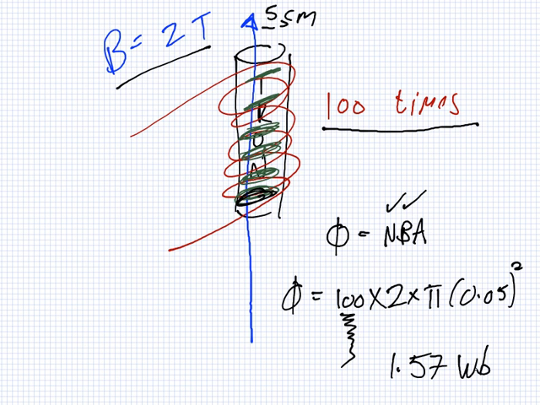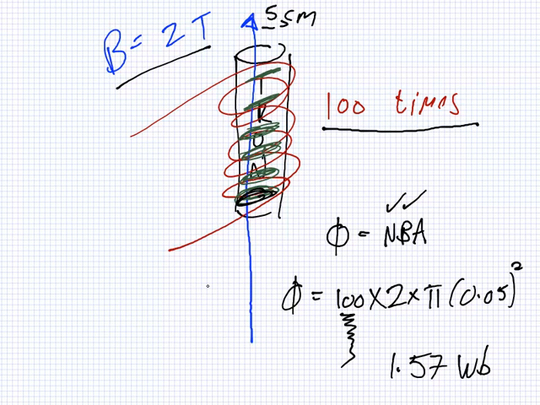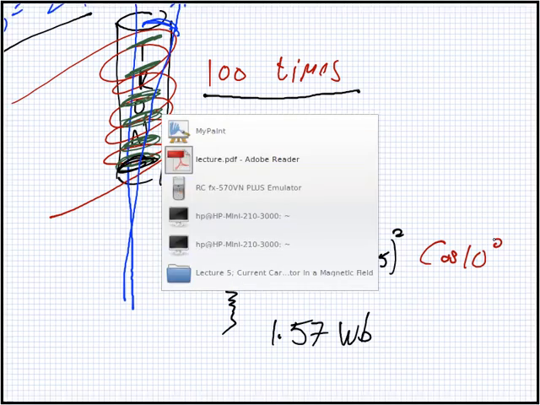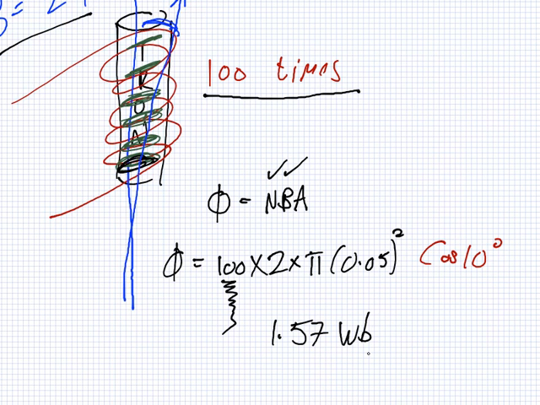Okay, the next part here. If instead the field makes an angle of 10 degrees, so if I just slightly move this over 10 degrees, what's the only difference? Yeah, cos 10 degrees. So just multiply this answer by cos of 10. 1.55 would be the answer at 10 degrees.